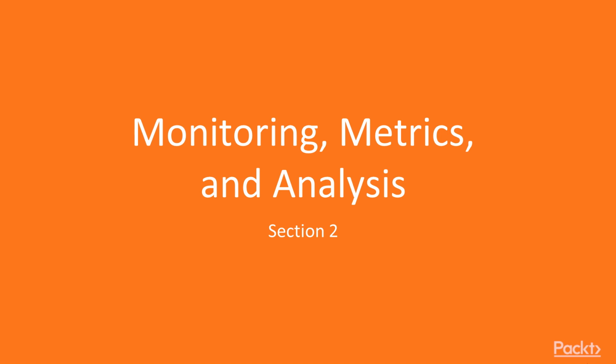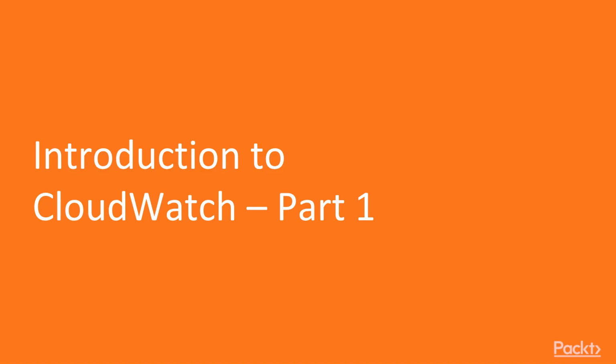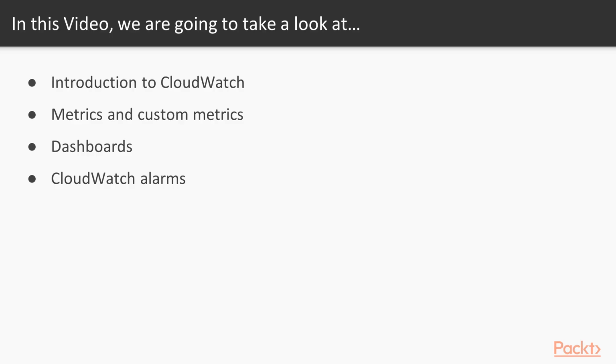So let's get started. In this section, we're going to be taking a look at Amazon CloudWatch, monitoring AWS services, including EC2, EBS, RDS, ElastiCache, Amazon Trusted Advisor, Amazon CloudTrail, Amazon Config, Amazon Organization and Consolidated Billing, and how to monitor AWS charges. We'll start with an introduction to CloudWatch, part one. In this video, we'll take a look at introduction to CloudWatch, metrics and custom metrics, dashboards, and CloudWatch alarms.